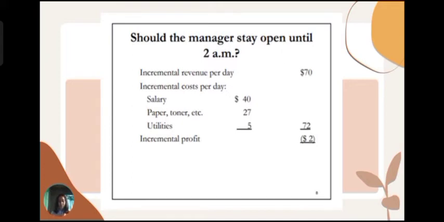So if the store opens from 8 p.m. to 2 a.m., the additional costs and revenues are, so the additional incremental revenue per day is $70, while the additional cost per day is $72, which will result to an incremental profit of negative $2.